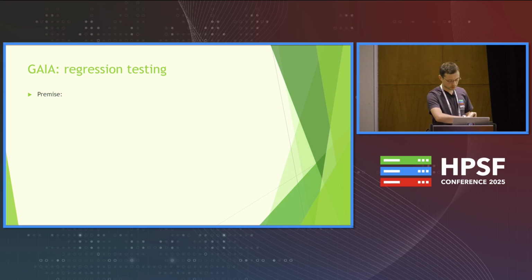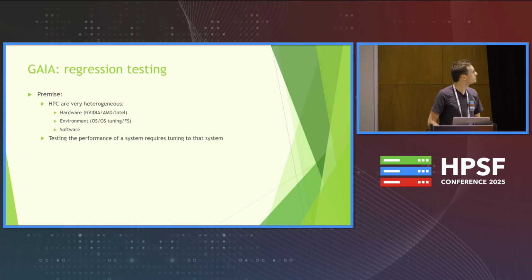A small note on regression testing. On the premise that HPC is very heterogeneous, so the hardware, the environment, and the software, testing the performance of a system generally requires tuning for that system. There is no magic there. You can't just take the HPL on Frontier and run it on El Capitan, it just won't work. And so it's hard to reuse others' work when it comes to benchmarking, and I mean really benchmarking, not just launching something and checking, assuming that you want to use the hardware to the max.